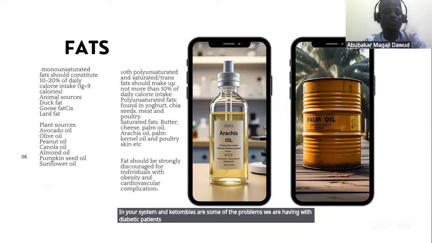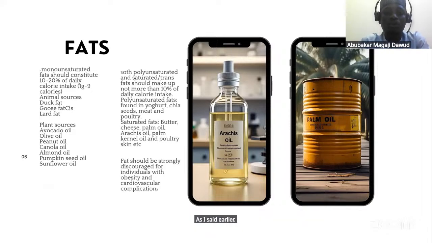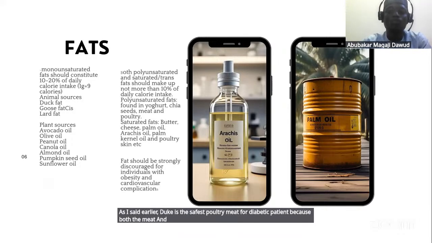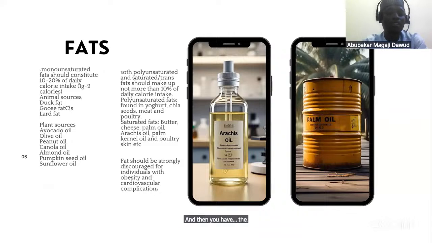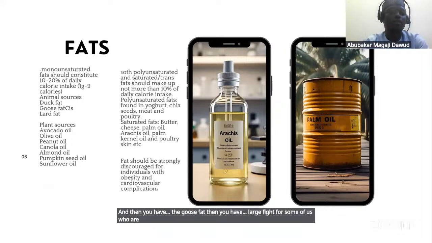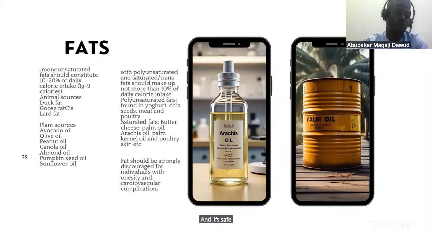Then we have animal sources of these monounsaturated fats. We have duck fat. As I said earlier, duck is the safest poultry meat for diabetic patients, because both the meat and the fat in ducks are the safest source of both fat and protein for diabetic patients. And then you have goose fat. Then you have lard for some of us who are Christians and used to take pork meat. Pork also has monounsaturated fat. It has fat, but the fat is monounsaturated and is safe to some extent for diabetic patients.